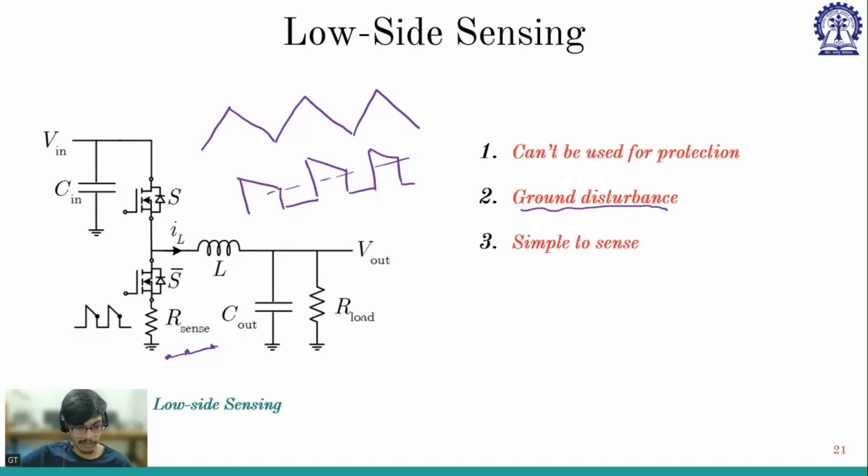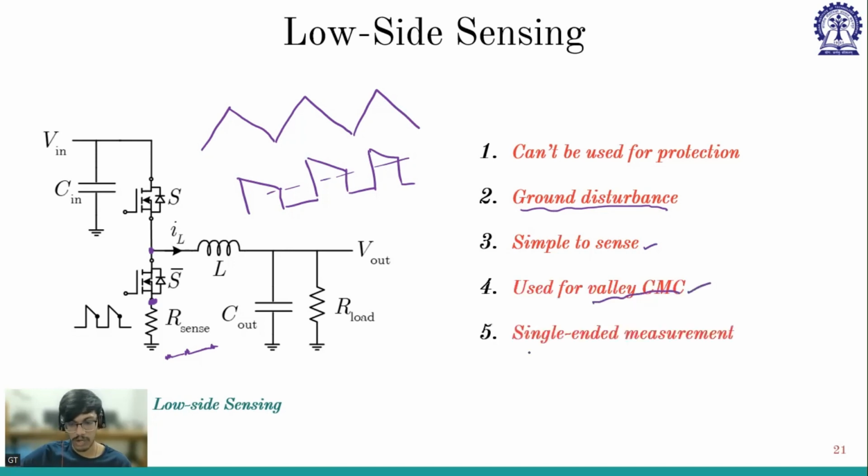As one terminal is grounded, I can use a non-inverting amplifier and directly amplify this voltage. So it is comparatively simple because I don't need any differential amplifier. And as I have discussed, it has valley information, so I can use valley current mode control. And this is a single-ended measurement because one terminal is grounded.